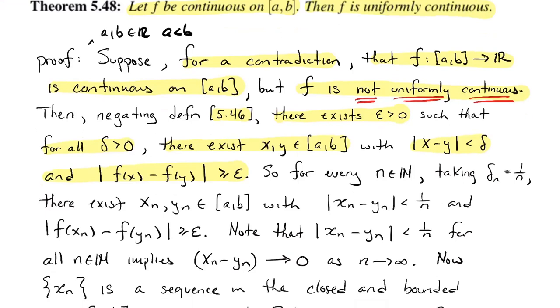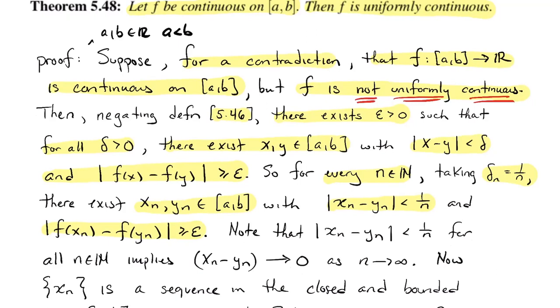So if that's true, if there's some epsilon that this works for every delta, then I can take delta to be the reciprocal of any natural number. Okay, and I can find points. They depend on this natural number, so I'm going to call them xn and yn. I can find two points in that interval that differ by less than 1 over n. They differ by less than delta, but the function values there differ by something that's at least epsilon. Okay, so that gives rise to a couple of sequences, xn and yn. I've got these points in my closed interval for every natural number.